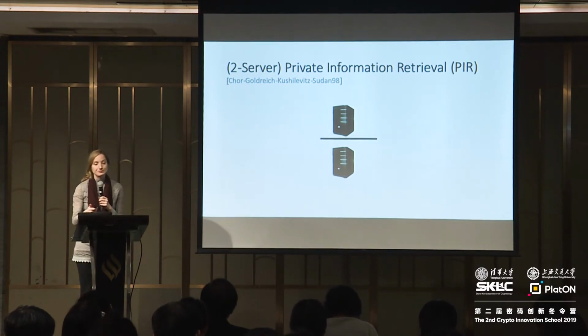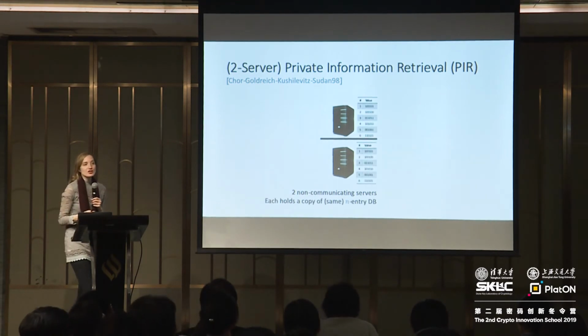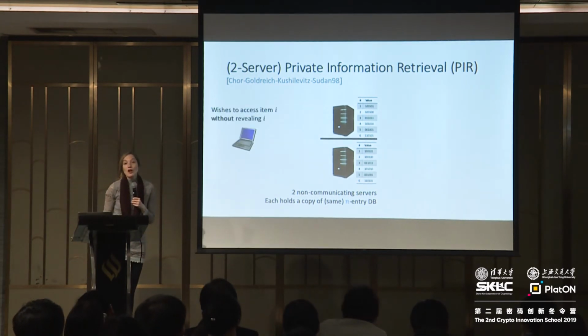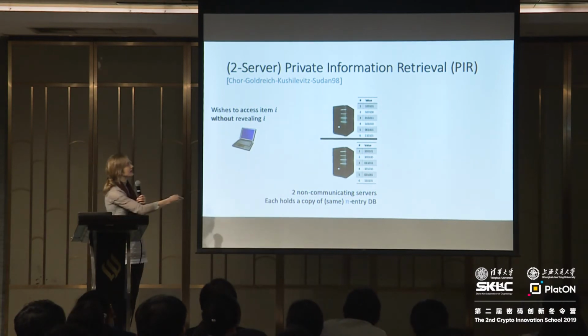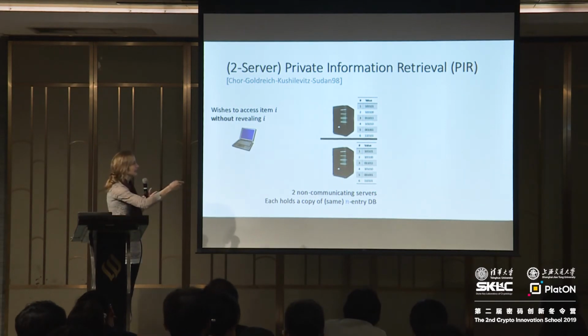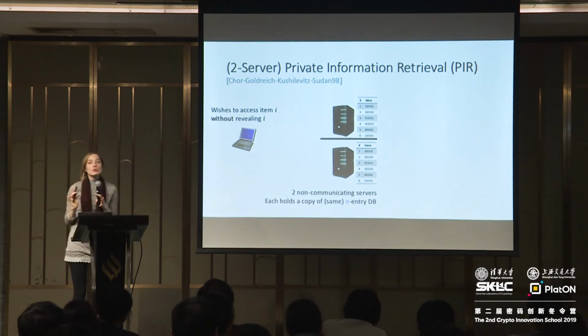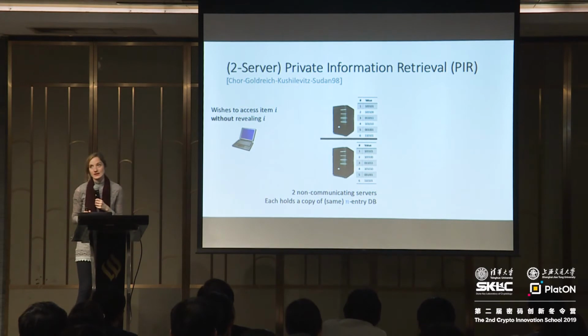the two-server case of this problem. Here we have two non-communicating servers, which each have some public database. Keep in mind, we're not trying to hide anything about the database. What we are trying to hide is that some client comes along, wants to access some item i, maybe some embarrassing information, but without revealing to the servers what was the index i that he was interested in.